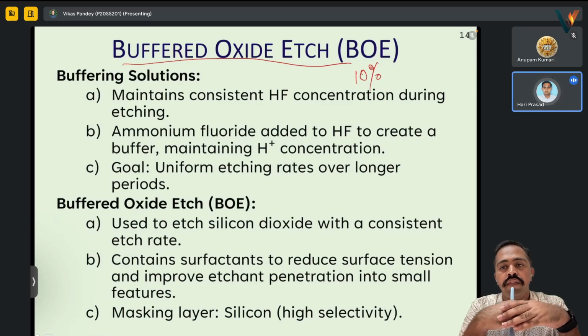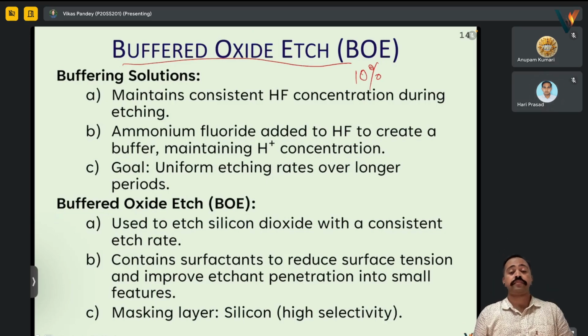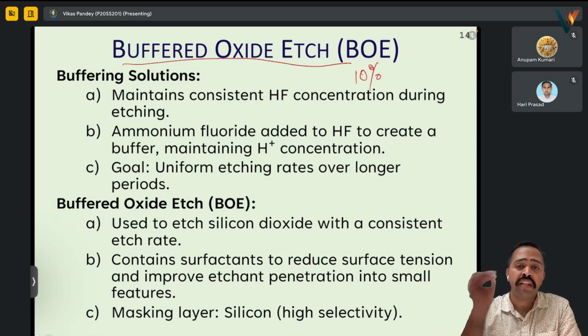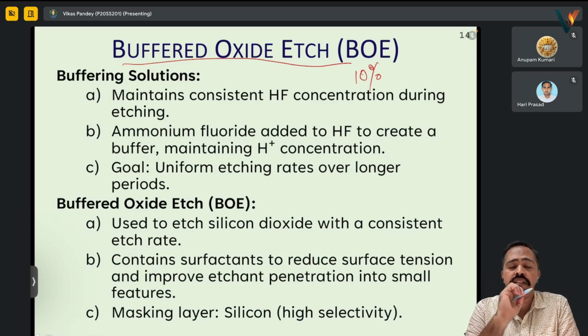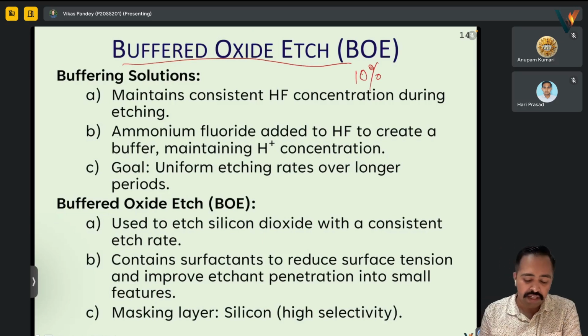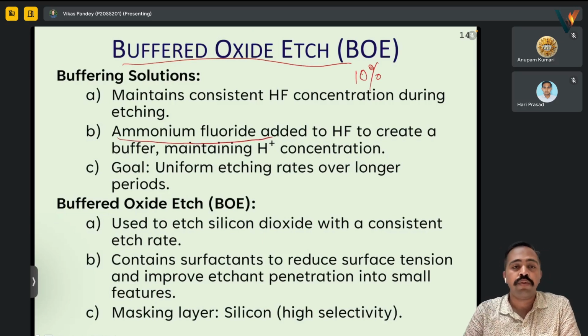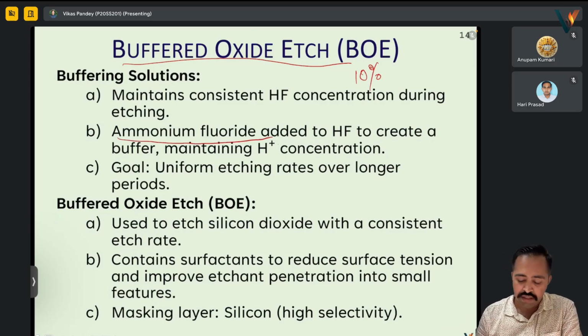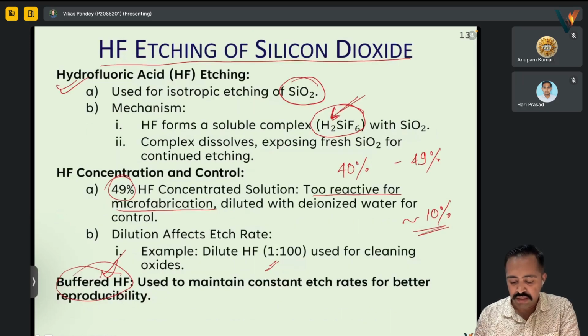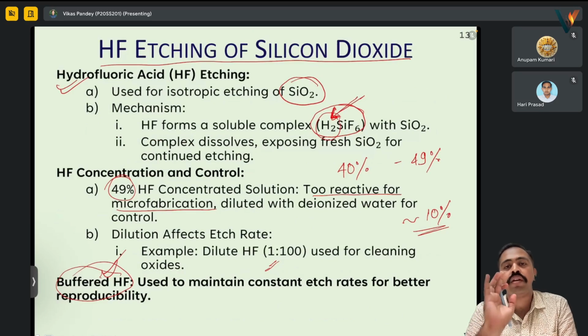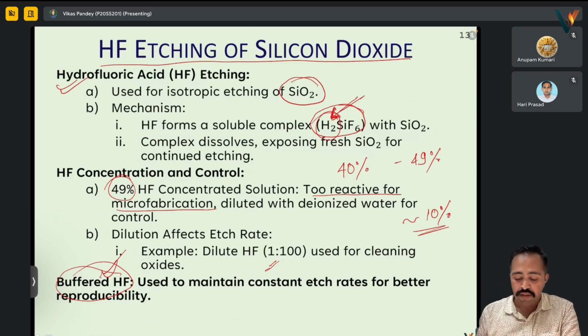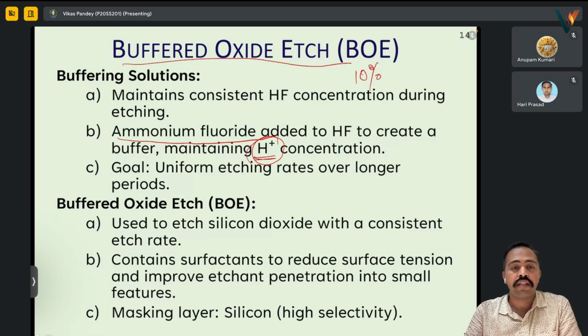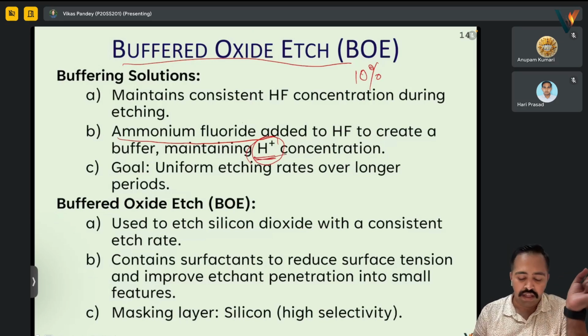Okay, sir. So how to maintain this consistent concentration, that means it will not change over a period of time, is by adding ammonium fluoride to create a buffer. You see this formula. What is more prominent here? Hydrogen. Hydrogen plays an important role in this reaction. So hydrogen ion concentration is maintained by adding ammonium fluoride.